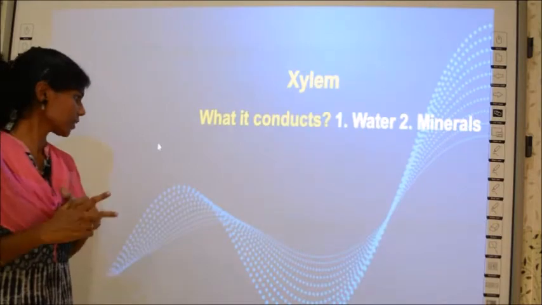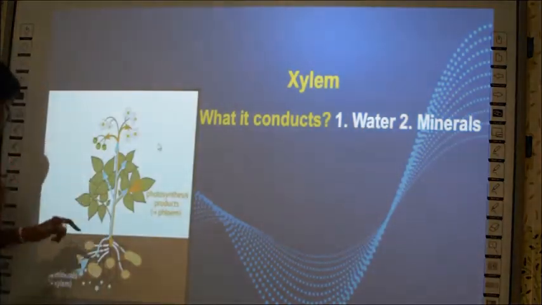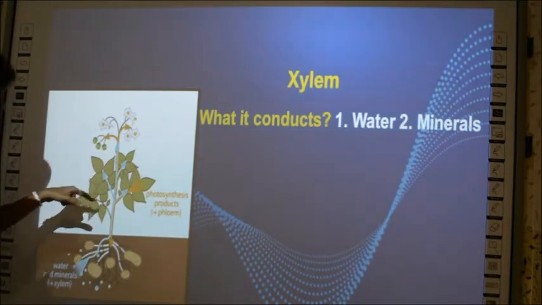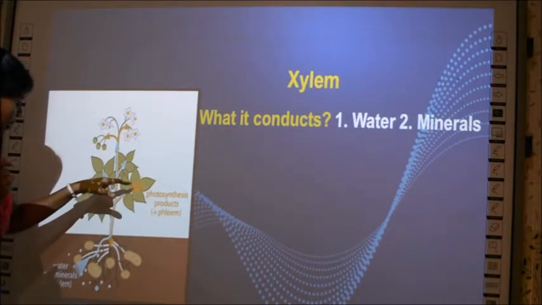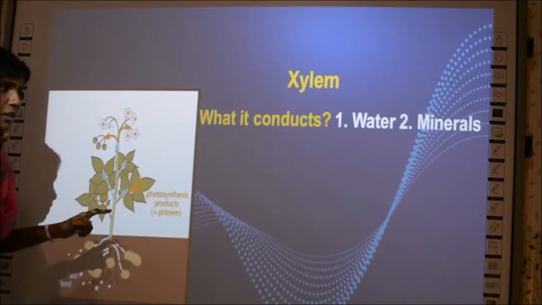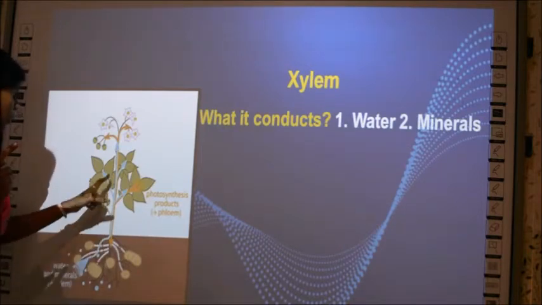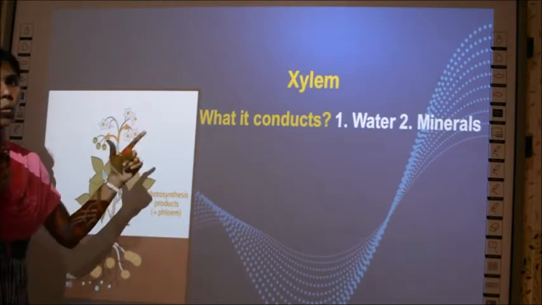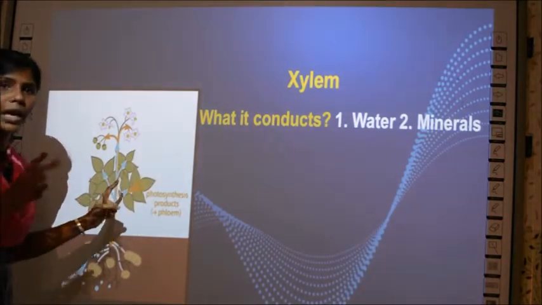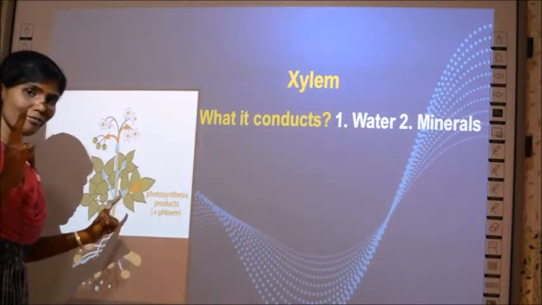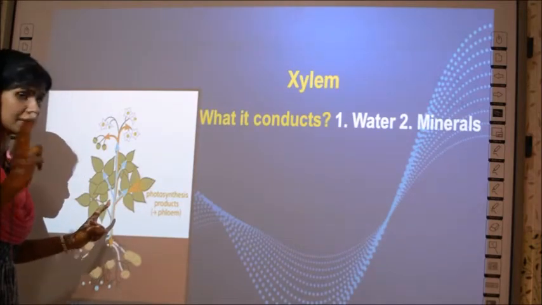Then see, there are two colored arrow marks, right? One is blue in color and the other one is orange in color. So the blue color denotes the direction of water by the xylem. So blue is for xylem and orange is going to be for phloem. So blue for xylem.